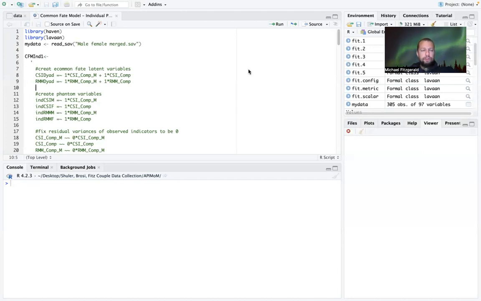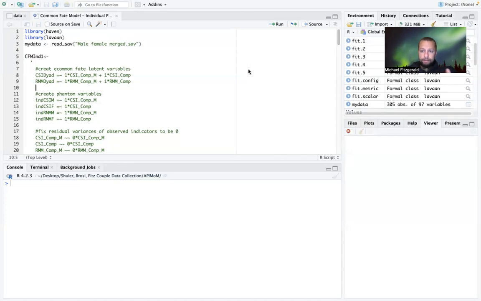And so just before diving into lavaan and diving into R, when we think about the common fate model, we are estimating shared variation between two dyad members, two partners. In this case, we'll be considering heterosexual couples. So we will be modeling shared variation in relationship mindfulness and shared variation in relationship quality.